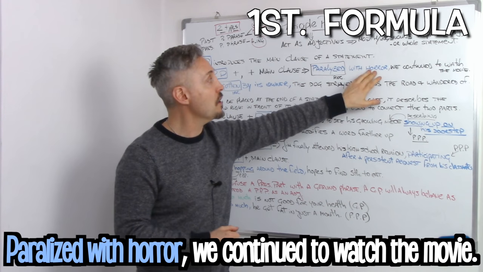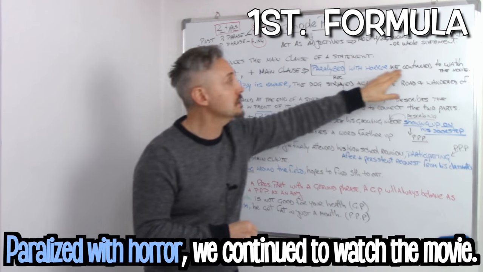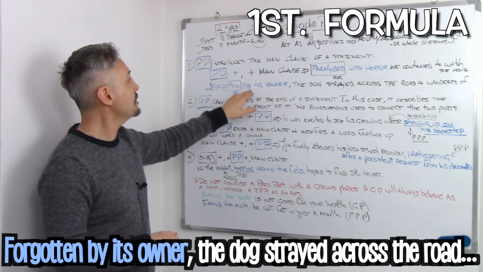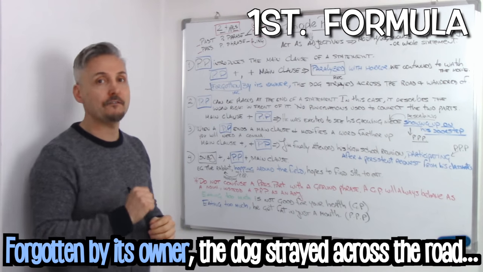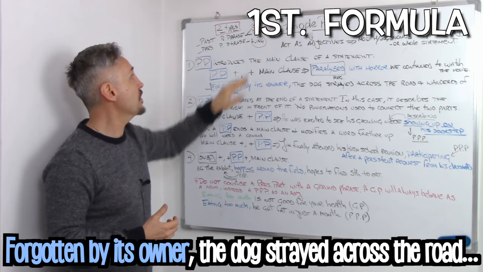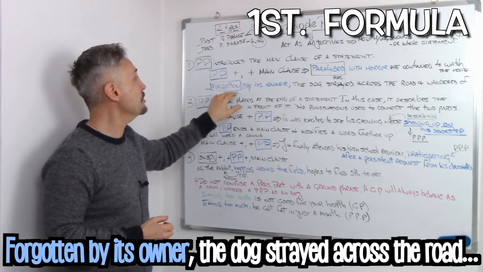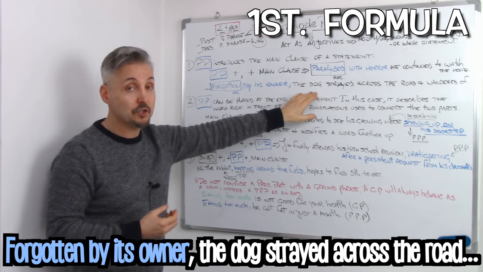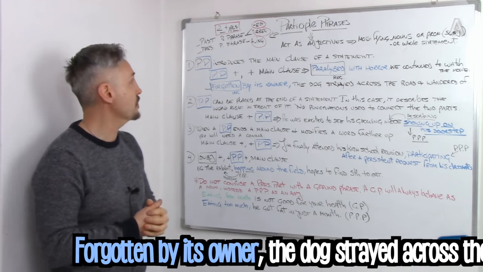So paralyzed with horror, who? We. We is the subject of the whole statement. Let's take a look at the second example. Forgotten by its owner, the dog strayed across the road and wandered off. So we have forgotten. Forgotten is the irregular past participle of forget. So forgotten by its owner. What or who? The dog, right? So it's modifying the dog right here. Strayed across the road and wandered off.